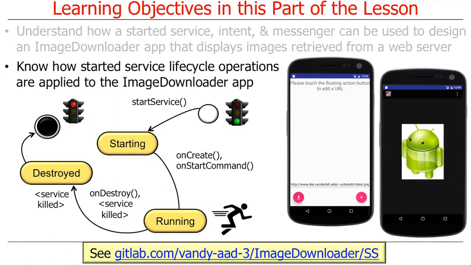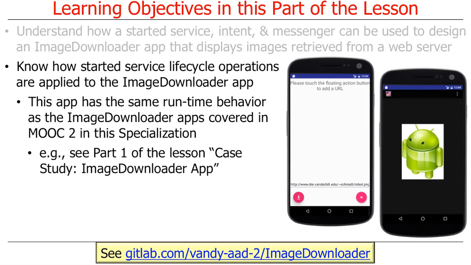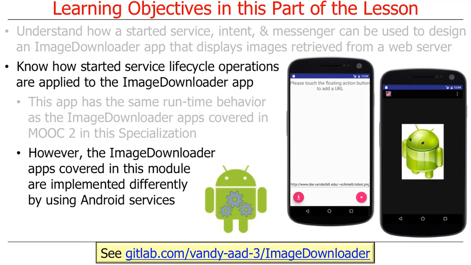We'll be focusing initially on the started service implementation of the image downloader. This app has the same runtime behavior as the image downloader apps that are covered in MOOC 2 in this specialization. In particular, see Part 1 of the lesson Case Study, Image Downloader App in MOOC 2 for an example of how to run this app in the Android emulator and see how it downloads and displays images. You can also find the source code for this earlier version of the app, which has 3 variants, available at the link at the bottom of this slide.